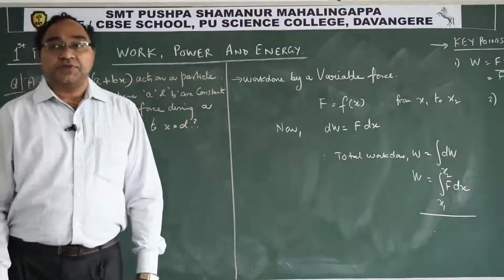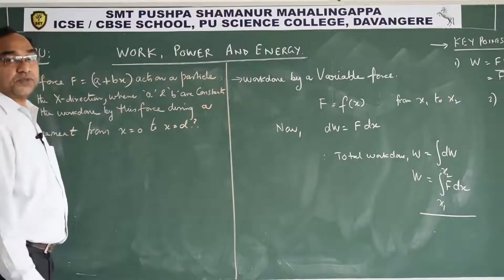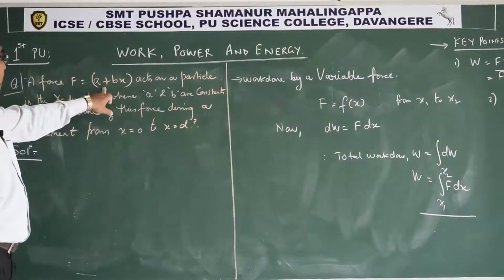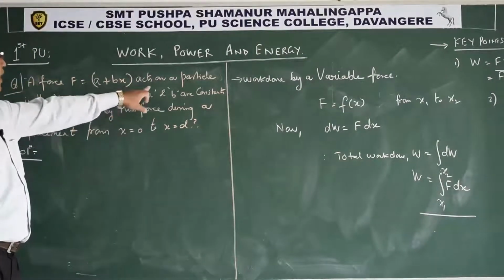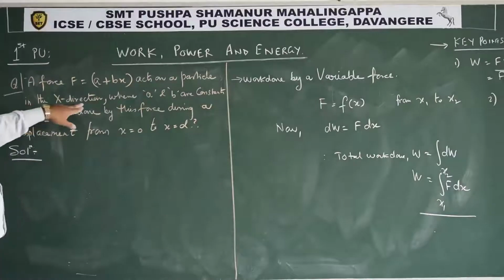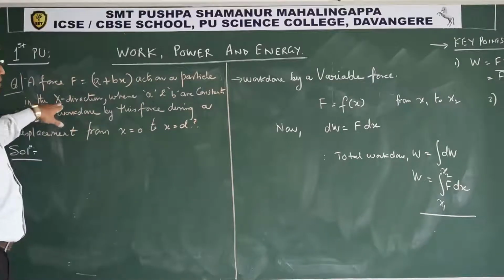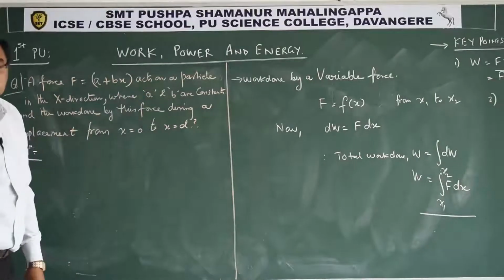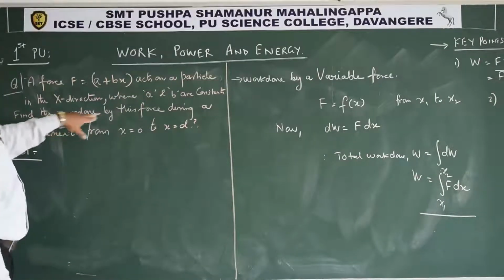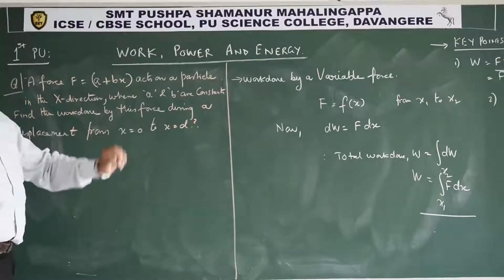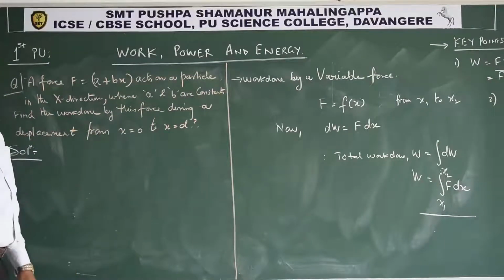Well students, let us try one more question. The question is of this type. A force F is equal to A plus Bx acts on a particle in the x direction. Positive x direction because it is not given minus, where A and B are constants. Find the work done by this force during a displacement from x is 0 to x is d.